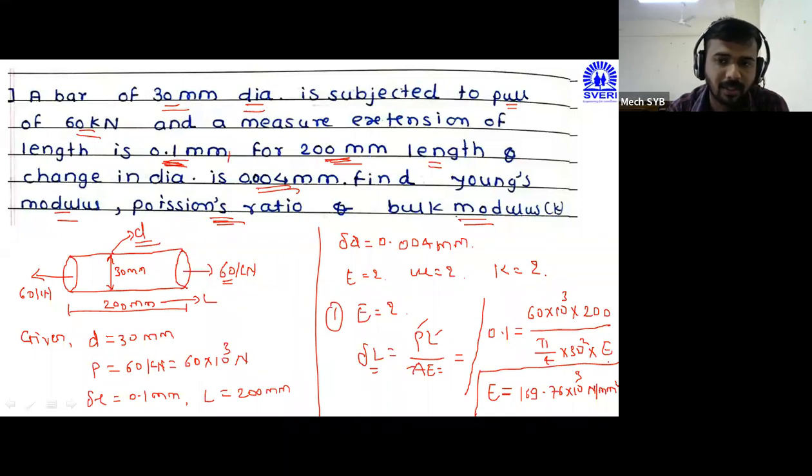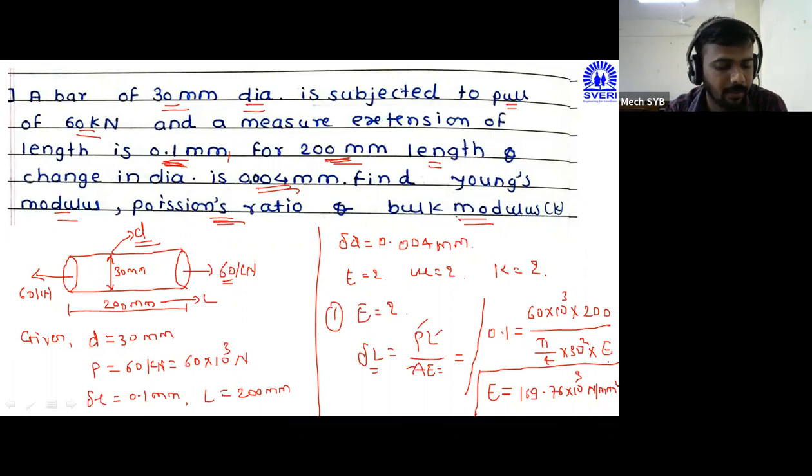What about others' answers? Very simple formula, straightforward numerical. We only have to use the list of formulas for the calculation. Send your answers in the chat box. Delta L is equal to PL upon AE.